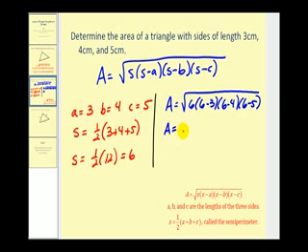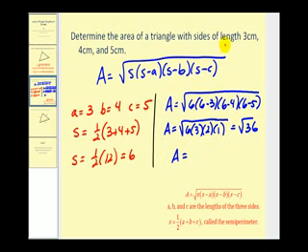Let's go ahead and simplify this. We're going to have 6 times 3 times 2 times 1. Well, this is going to be 6 times 3 is 18, times 2 is 36, the square root of 36. So the area of this triangle with sides length 3, 4, 5 centimeters is equal to 6 centimeters squared. Now I'm not sure if you recognize this, but a triangle with sides length 3, 4, 5 is a right triangle.